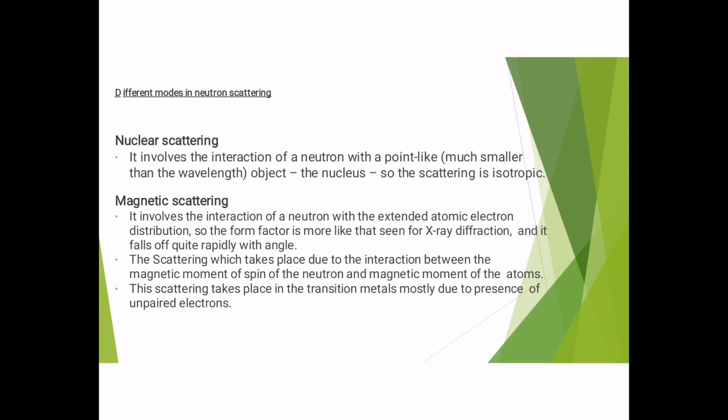In magnetic scattering, it involves the interaction of a neutron with the extended atomic electron distribution. So from this factor, it is more like X-ray diffraction, and it falls off quite rapidly with the angle. The scattering takes place due to interaction between the magnetic moment of the spin of the neutron and the magnetic moment of the atom. Magnetic scattering takes place in the transition metals mostly due to the presence of unpaired electrons.